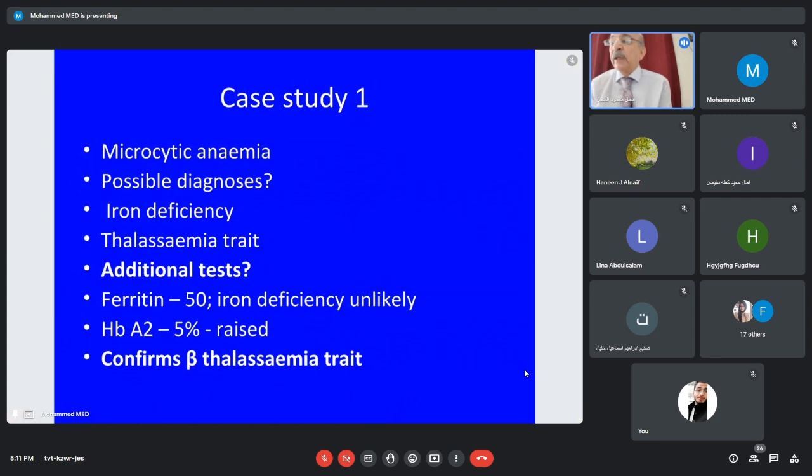So what is the possibility? Iron deficiency or thalassemia? The possibility is thalassemia. And how can we document the diagnosis of thalassemia? We can document the diagnosis of thalassemia 100% by doing hemoglobin electrophoresis, and in the hemoglobin electrophoresis, as you see here in this slide, the hemoglobin A2 is raised to 5%, and this confirms the diagnosis of beta thalassemia. Next slide, please.